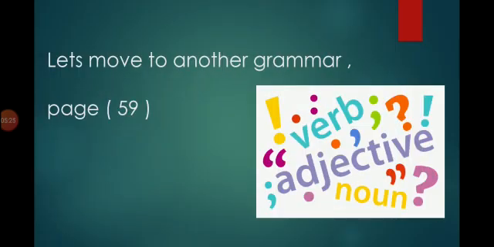Okay. Let's make a small revision. I, you, we, they, and a plural noun come with don't. He, she, it, and the singular noun come with doesn't. This is in the negative form. Let's move to another grammar, page 59.